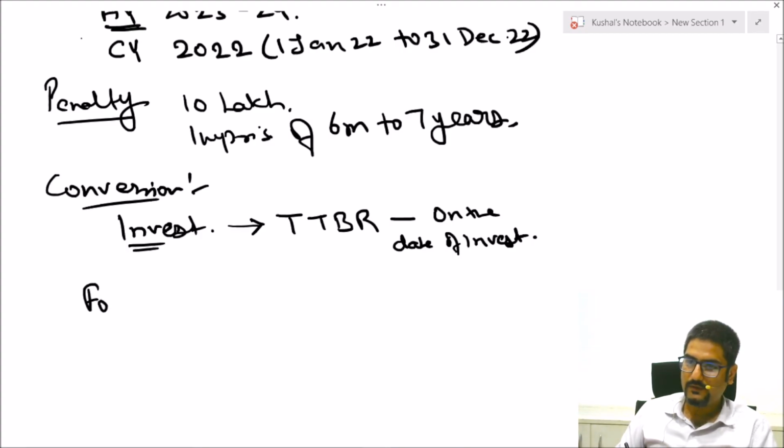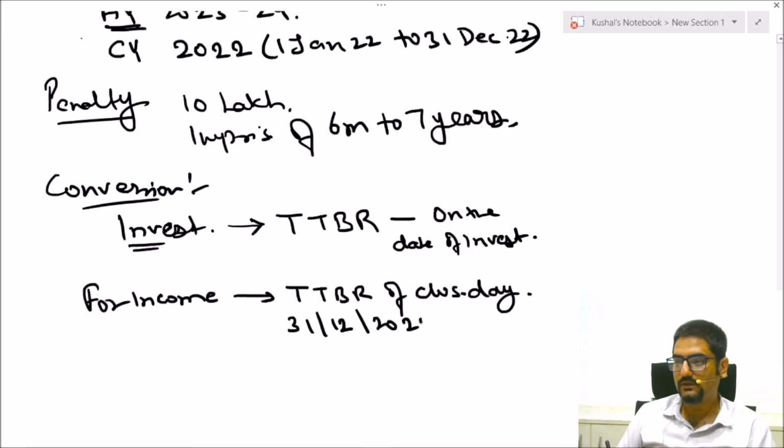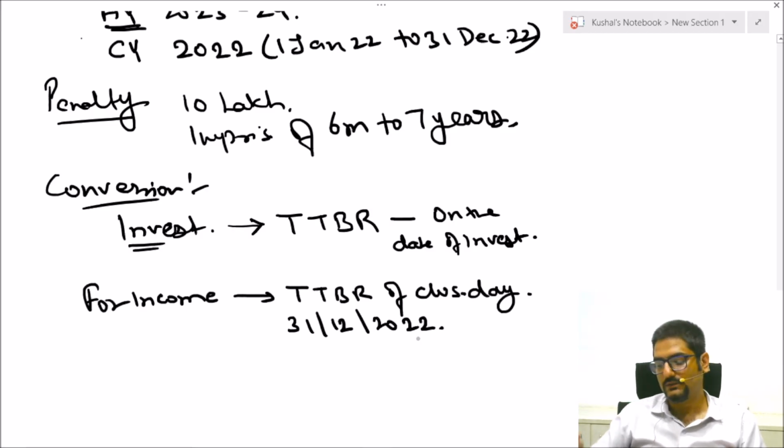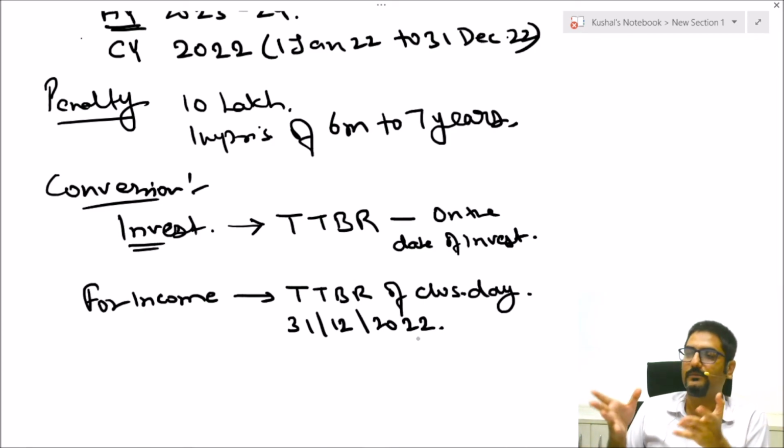And for example, if you are reporting income, then you need to take the TTBR rate of the closing day. What is the closing day for assessment year 23-24 ITR? It is 31st December 2022.